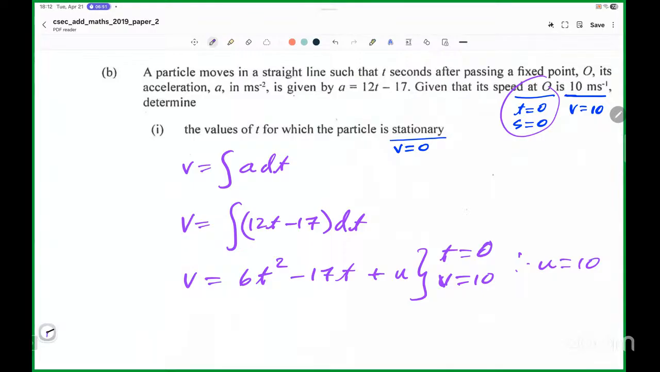We call it U. It's the initial velocity anyway, no matter what you call it. If you want to call it C, same difference. But really it is your initial velocity.